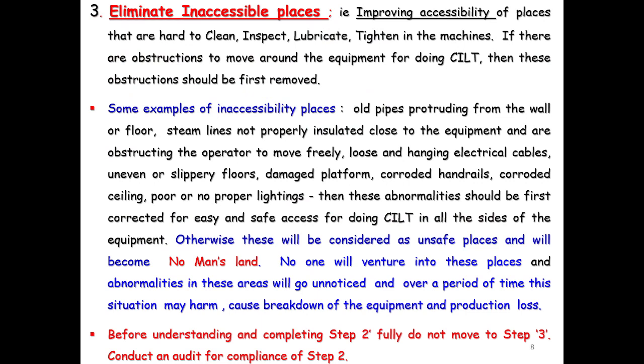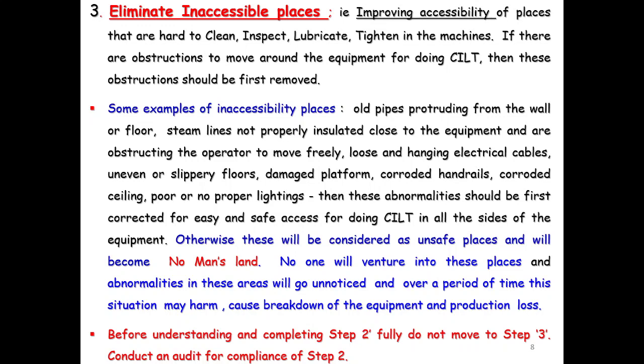The next important point is to identify and eliminate the inaccessible places. That is improving accessibility of parts of the machine that are hard to clean, inspect, lubricate and tighten the loose nuts and bolts. If there is no free access, that is, some obstructions are preventing the operator from moving around the equipment for doing CILT, then these obstructions should be first removed.